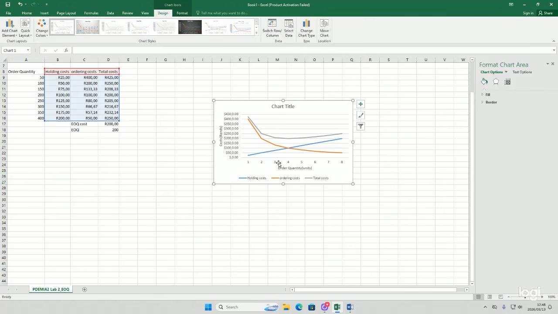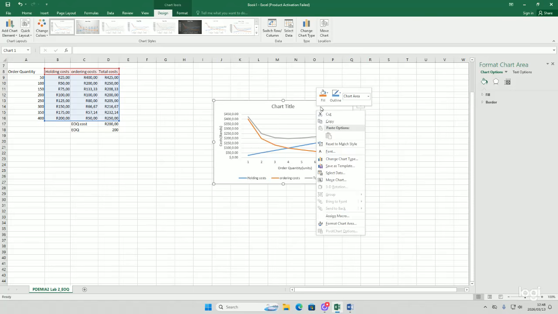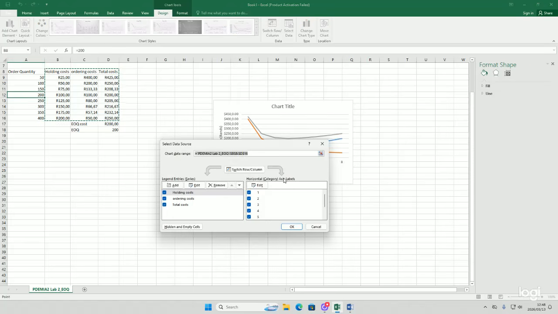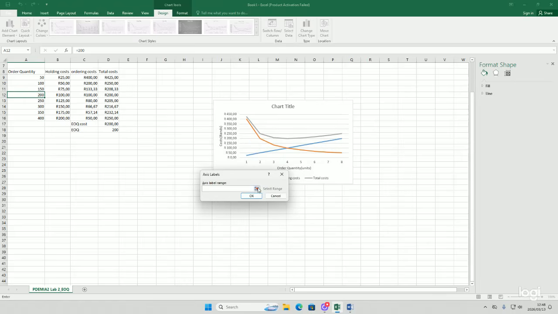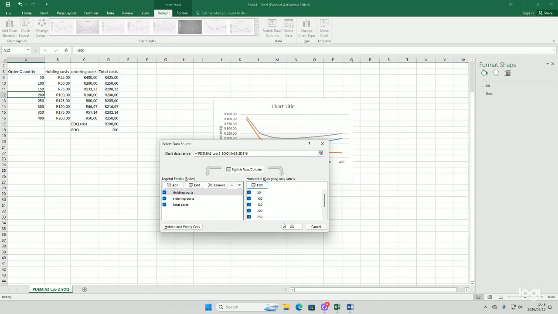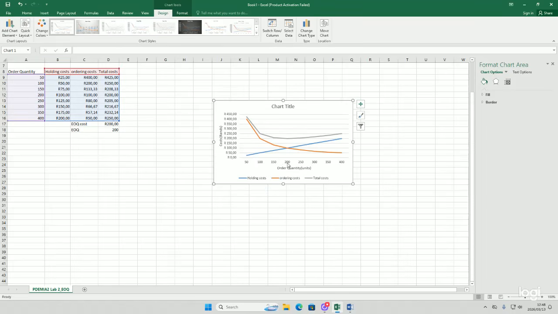Now we see that we have to fix this. To fix this, you right click on the graph and then you say select data, and then you change that horizontal category. We want to see the order quantity on the horizontal category. So you go to your table and highlight all the order quantities, then you press OK. Then you see the order quantities.